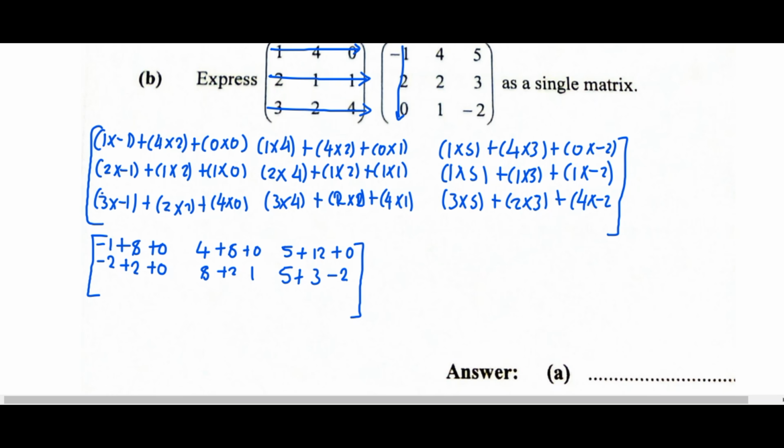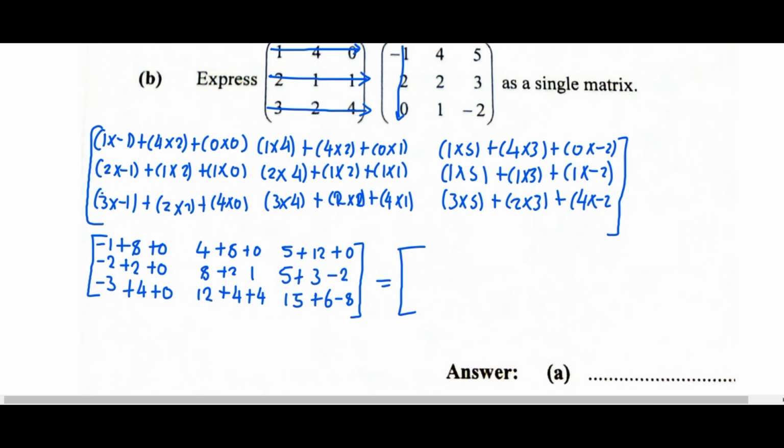Then let's look at the last row. 3 times -1 is -3. 2 times 2 will give us 4. 4 times 0 will give us 0. 3 times 4 is 12. 2 times 2 will give us 4. 4 times 1 is just 4. 3 times 5 is 15. 2 times 3 will give us 6. 4 times -2 will give us -8.